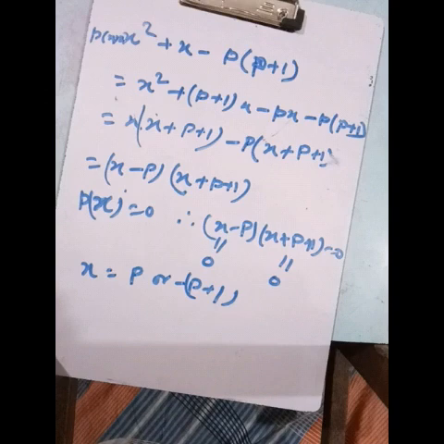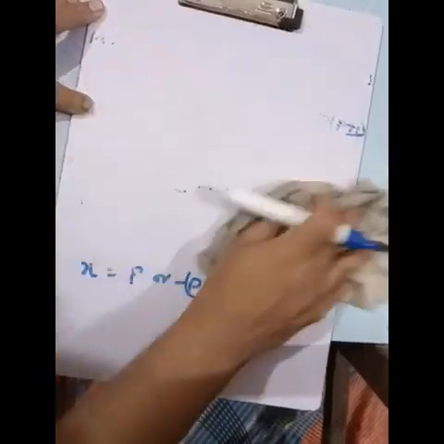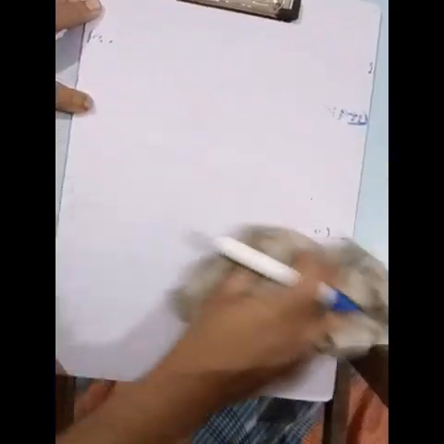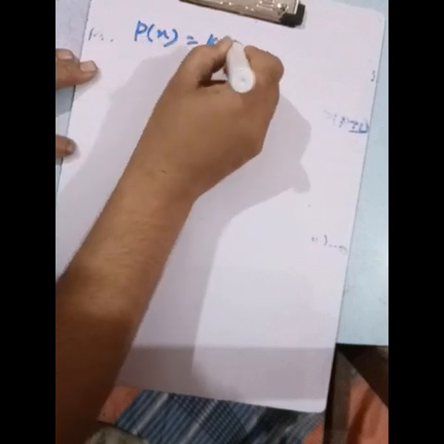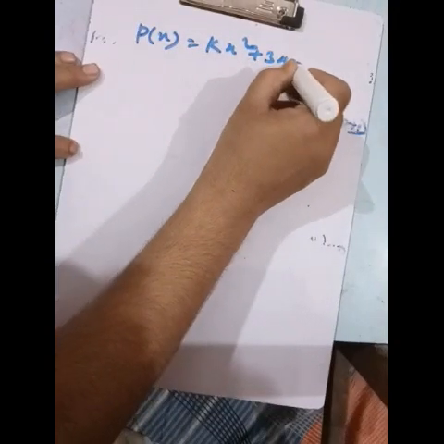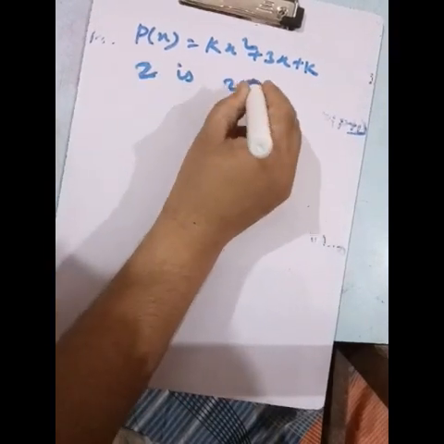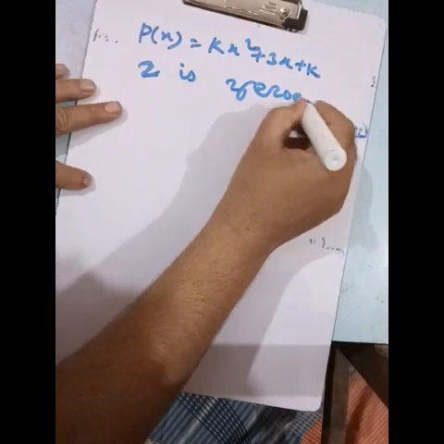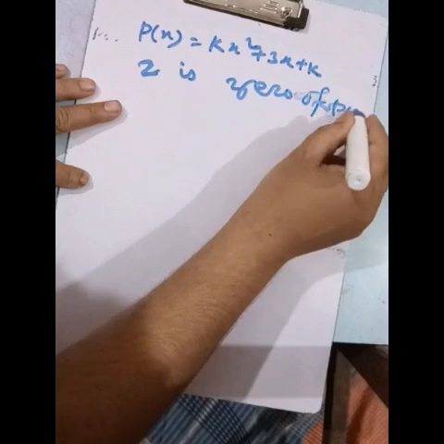One more question is given. Find the value of k for which 2 is the 0 of p(x) is equal to kx square plus 3x plus k, and 2 is a 0 of p(x). It is given.